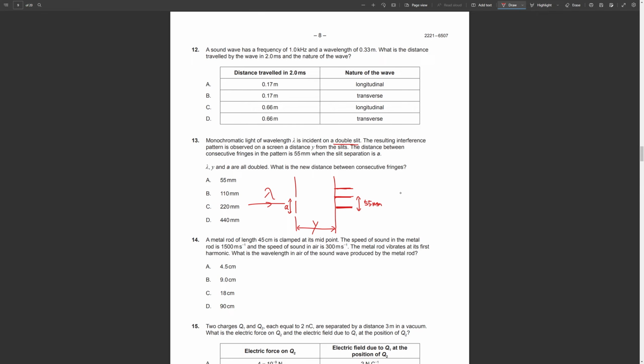For double slit interference, we should check the data booklet. The equation is s equals lambda big D over small d. s is the fringe separation, so in this case, it is 55 millimeters. Lambda is the given wavelength. D is the slit to screen distance, therefore Y in this case. Small d is the slit separation, therefore it's A in this case. And the question suggests that now lambda, Y, and A are all doubled. Now the fringe separation should be doubled as well. So the new fringe separation will be 110.